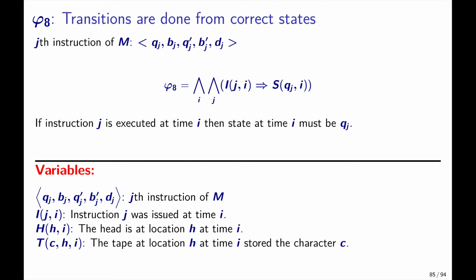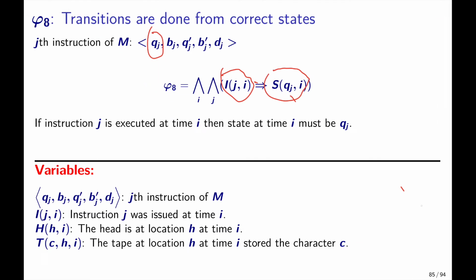Now we need to make sure the transitions are done correctly, right? So what does it mean? It means that if at time I we decided to do transition J, the J instruction is executed, then it must be that we are in a state QJ, the state that this transition starts from. So before you can apply this transition, you need to be in this state, and that's what this formula guarantees. And again, you need to use the implies thingy to make sure that this is a CNF formula. Let's not worry about that. It's true. Okay, next.